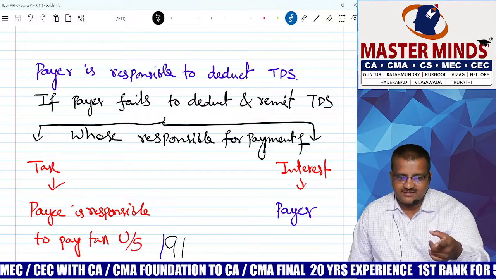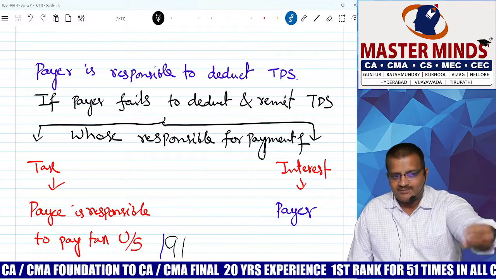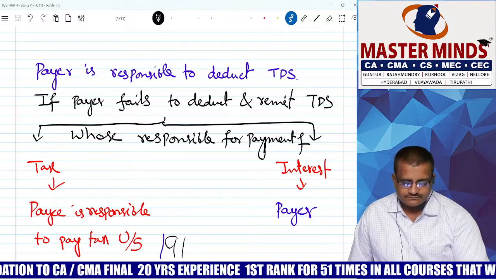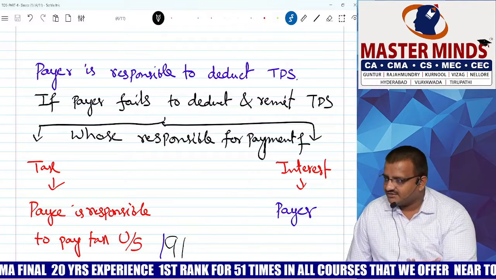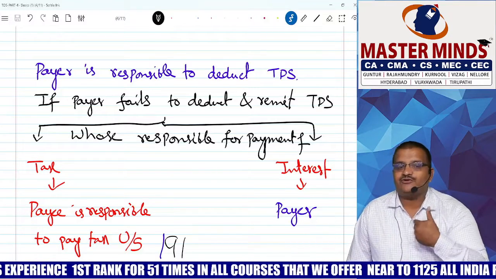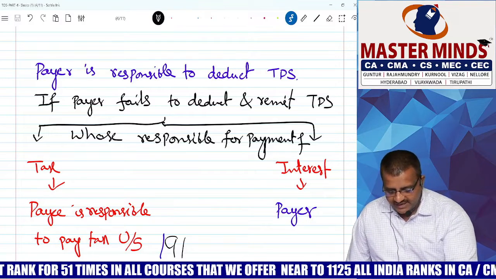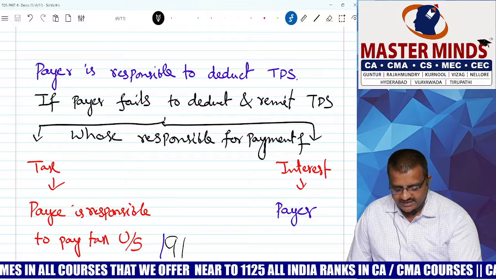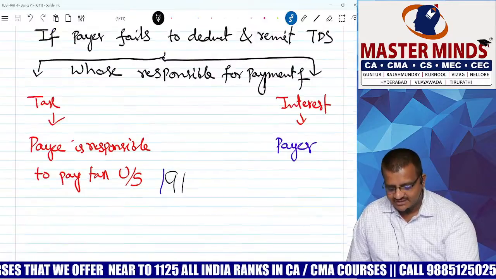I am the payer, you are the payee. By mistake I paid the entire amount. Knowingly or unknowingly I paid the entire amount. What is the answer? You have to pay tax at your end, but not as TDS. You have to pay by the direct way of payment of tax. Clear? But it is my mistake, so I have to pay interest. Clear, sir? See the wording. Payer fails to deduct TDS and fails to remit TDS. Who is responsible to pay the tax? Payee. Who is responsible to pay interest? Payer. Clear, sir? Next question.